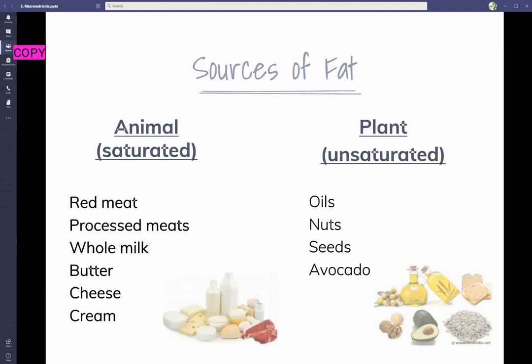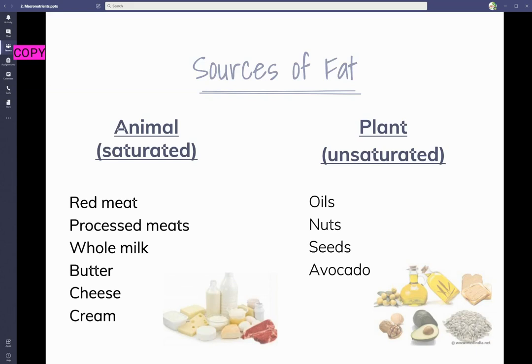Sources of fat are split into two sections here. We've got animal sources and plant sources of fat, so saturated and unsaturated. Now, often a diet high in saturated fat, or animal sources here, tends to raise blood cholesterol levels as well as increasing the risk of blood clots and blockages to arteries.